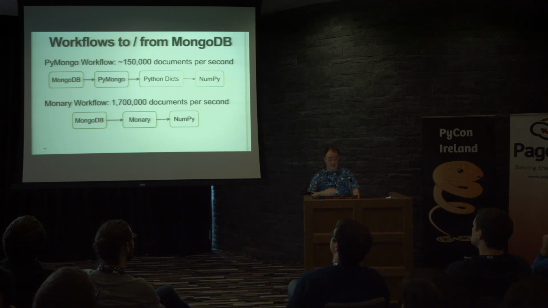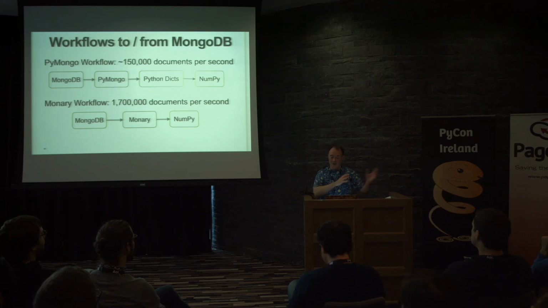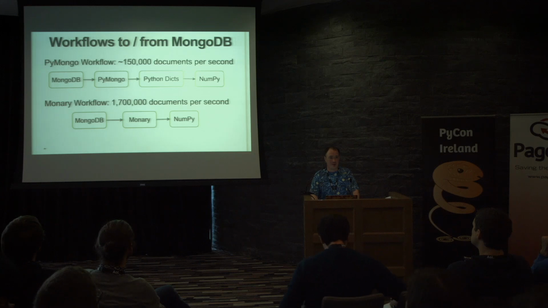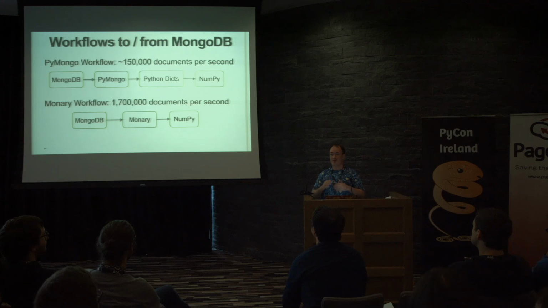PyMongo is the typical way of accessing MongoDB. Because it uses some approaches I'll talk about later, and I've kind of covered with the dictionaries, it's a bit slow. You get about 150,000 documents per second, and you know what? That might be fine, and you might say, that's all I need. But if I'm looking at as fast as possible or getting more data when my data is growing, you might need to look at alternatives.